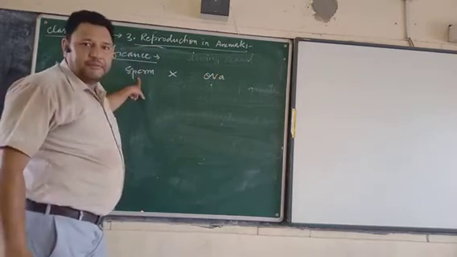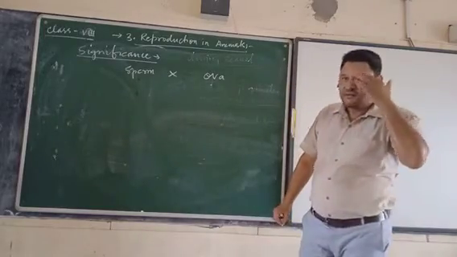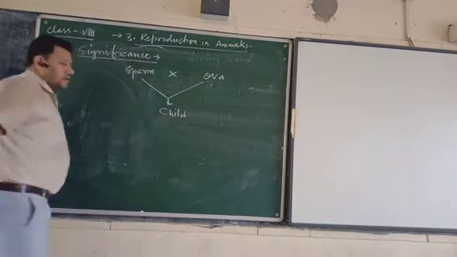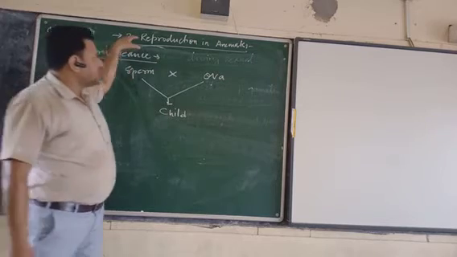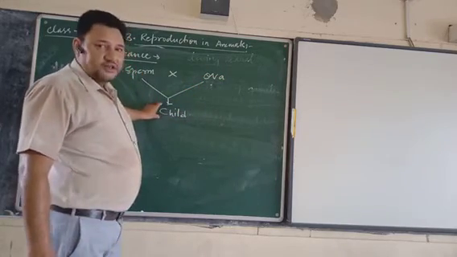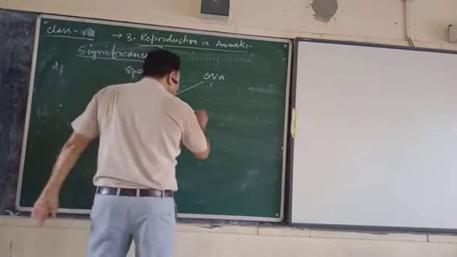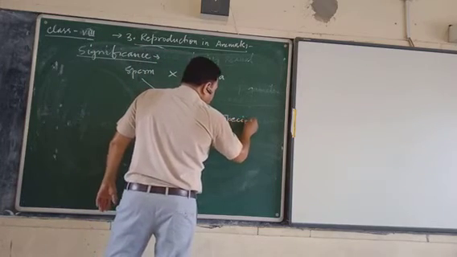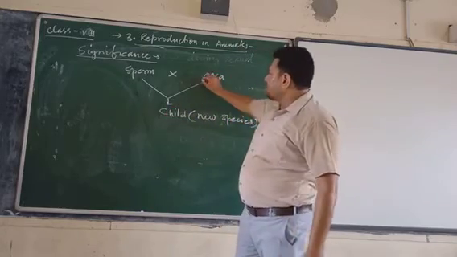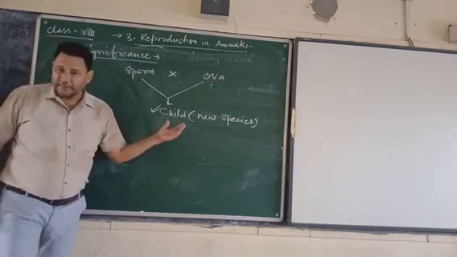So the sperm has the characters of the male and the ova has the characters of the female. And when a child is produced, he may have characters of his father and mother. Means a mixed character will be present in this child, of his or her parents. So this child is now a new species. Therefore, the major significance of sexual reproduction is the production of a new species. Okay.